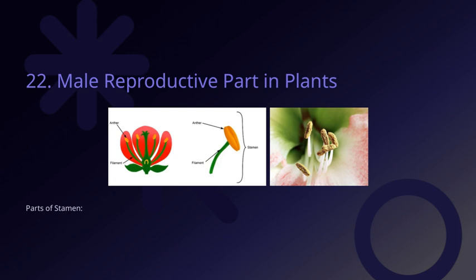The filament, on the other hand, is a stalk that supports the anther and positions it in a way that facilitates pollination. Understanding these parts helps us appreciate how plants reproduce and ensure the survival of their species. So, the stamen is essentially the plant's male reproductive system, working behind the scenes to enable fertilization and the production of new plants.